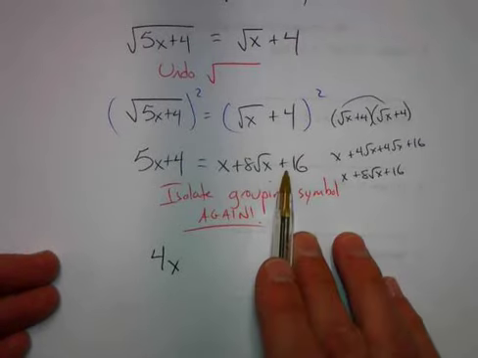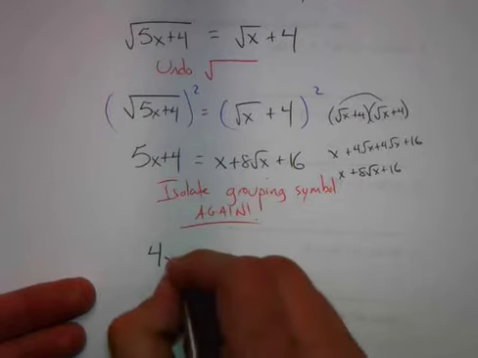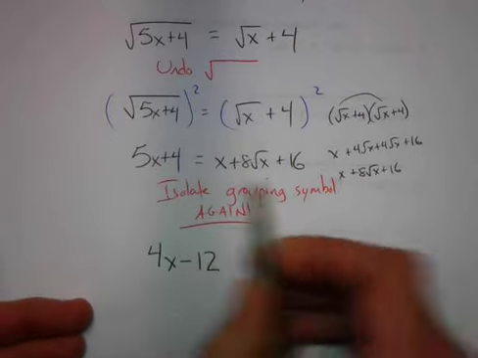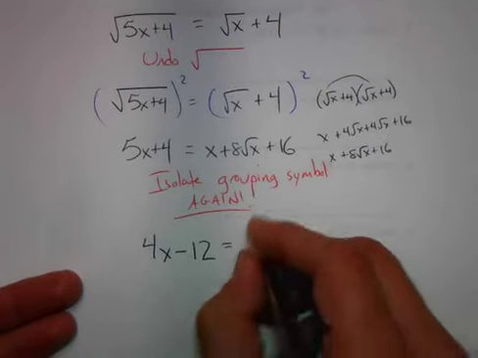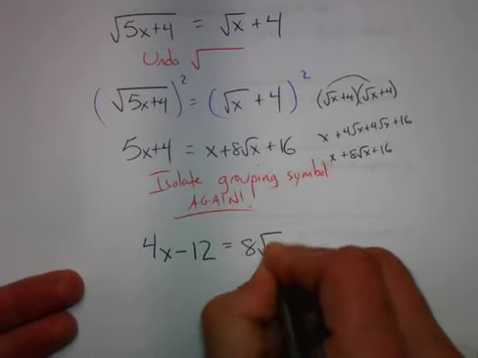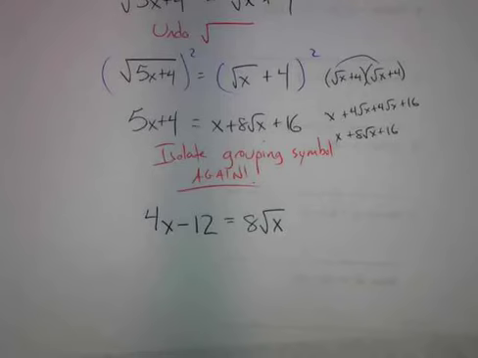I'm also going to subtract 16 on both sides. So what is that going to look like? You see what I did there? I subtracted 16 on both sides. And what is that going to leave me? It's going to leave me with this. 8 times the square root of x.